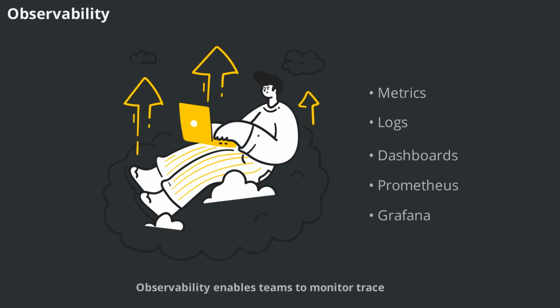Observability enables teams to monitor, trace, and debug microservices effectively. Tools like ELK Stack, Prometheus, and Grafana provide metrics, logs, and dashboards. Interviewers may ask about observability strategies, handling failures, and optimizing performance. Mastering observability tools will help you maintain healthy, performant systems.